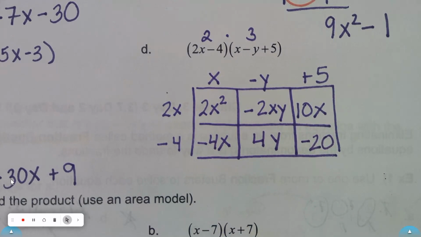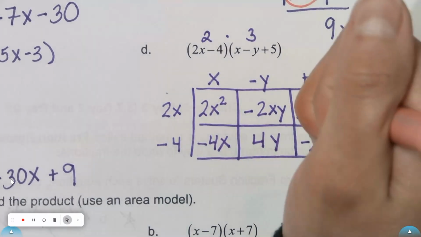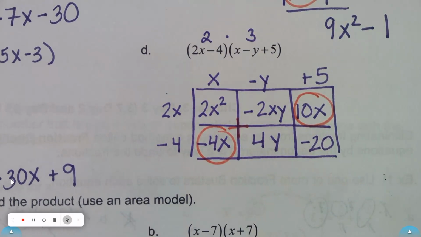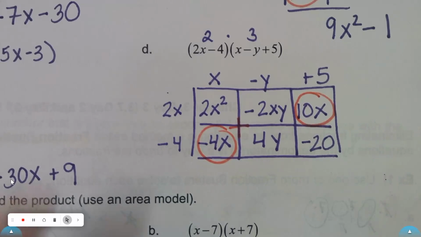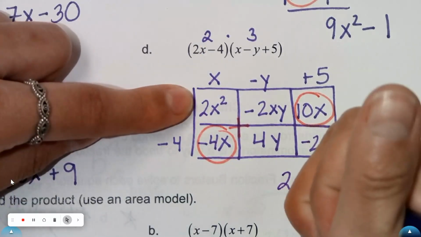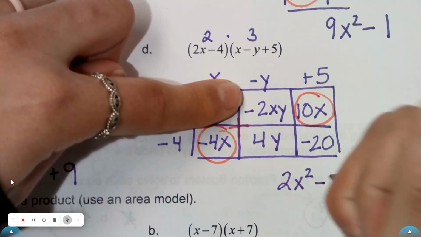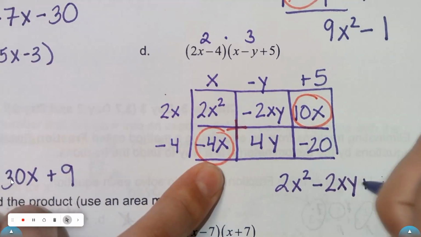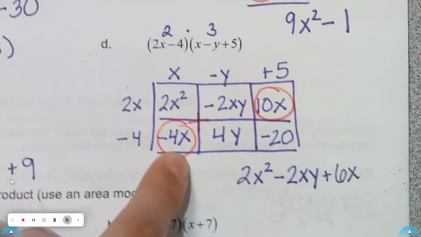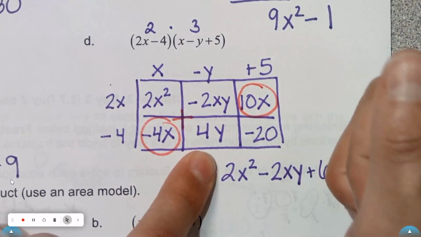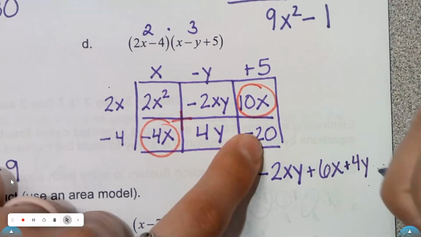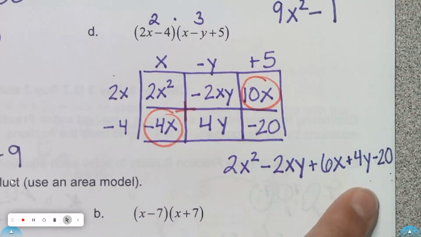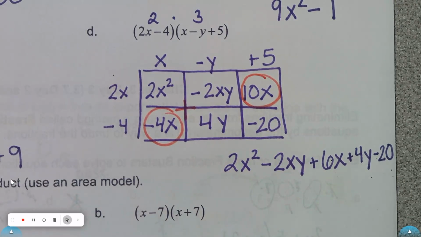Okay, I have a lot of stuff, but you still want to identify any like terms. For me, that's the 10x and the negative 4x, and I'm still adding. So I'm left with this 2x squared, this minus 2xy, 10x plus negative 4x is 6x. I have this positive 4y, and then I have this negative 20. Sorry, I'm running out of space. All of this is your answer. So obviously you want to write it outside of the box.